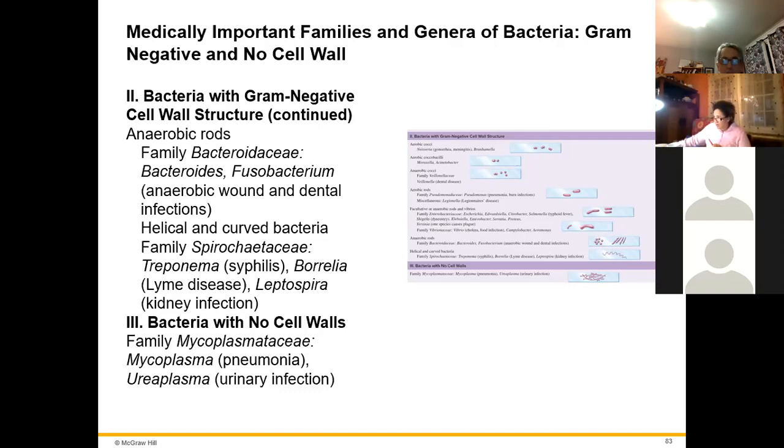The other important things are the shapes, whether it's a coccus or a bacilli, which is rod-shaped. Coccus is the spherical shape. And then you have the odd ones like the Vibrio, which is kind of a bent shape. The other important things are whether they're aerobic, anaerobic, or facultative anaerobes.